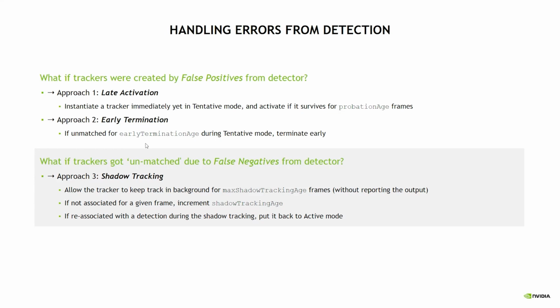Because the target is not associated with any detector bounding box, this target is put into inactive mode, and an internal variable called shadow tracking age is incremented. If the target is associated with a detector bounding box later, then it will be put back into active mode and start reporting the outputs. And if there's any past frame data stored, then it will be passed to the downstream as a part of user meta.